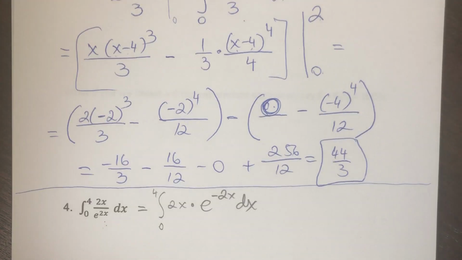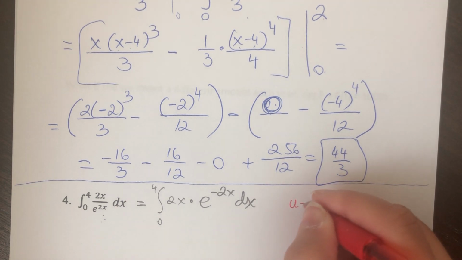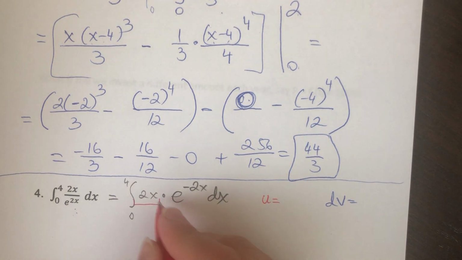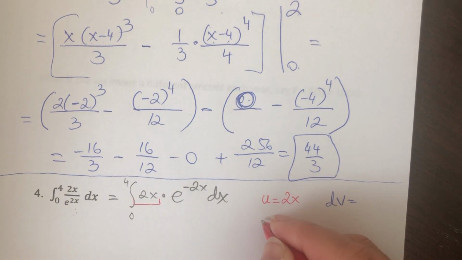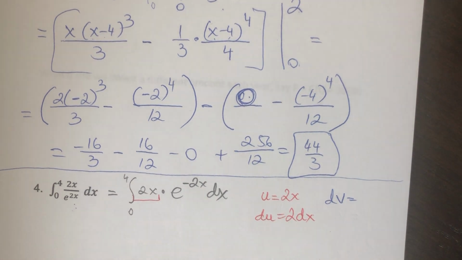All right, so who should be our u and who should be our dv? What do you think? I'll let you pause the video and decide who's your u and who's your dv. So again, pick u, something simple that's going to pretty much disappear. And sure enough, it's not quite going to disappear completely, but at least when you take the derivative of this, there's going to be no more x's left. There's just the 2. Okay.